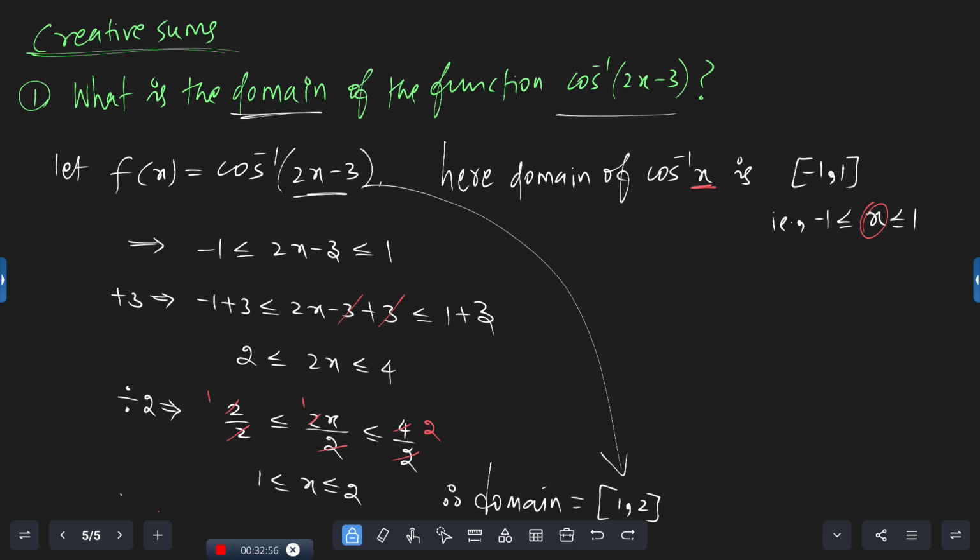Either as an MCQ or a 2-mark question, they will be asking such types of questions. Maximum 2 marks they ask, and rarely they give it as an MCQ. Very important, children. Domain sums are very important in the second chapter. Still I have 4 more questions based on this. We'll go to the next.